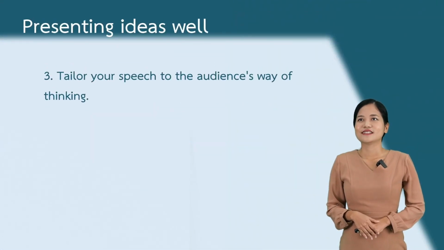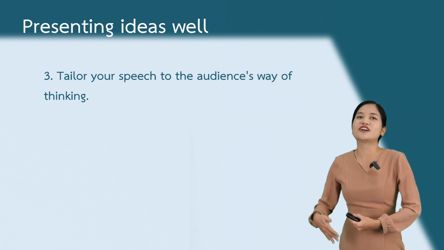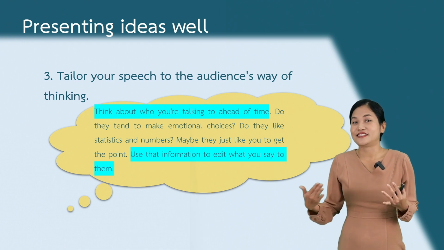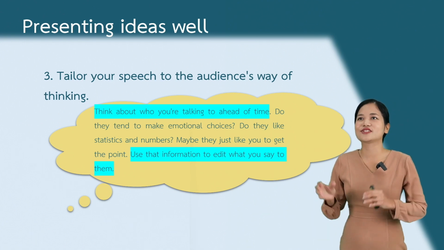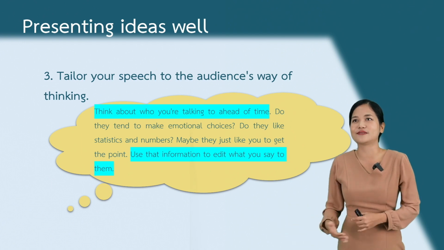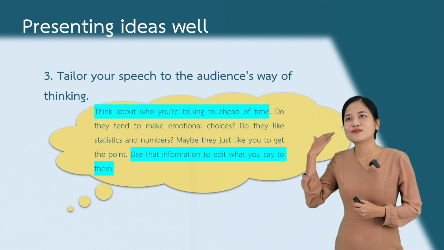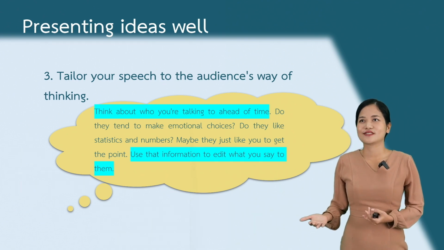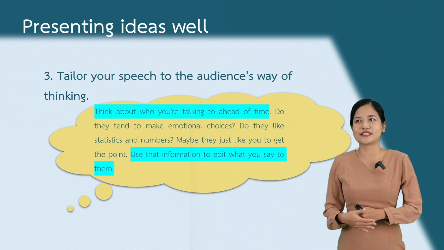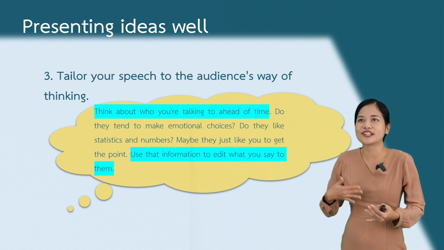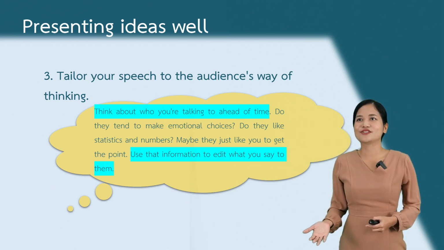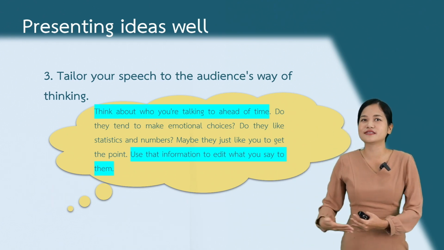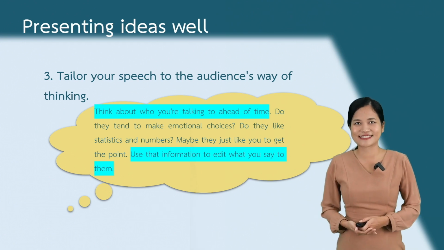Okay, how about this? Tailor your speech to the audience's way of thinking. So this one is about knowing who your audience is. Who is your audience? Think about who you're talking to ahead of time. Do they tend to make emotional choices, or do they like statistics and numbers? What do they like to do during their free time? Or maybe they just like you to get to the point. So use this information to edit what you say to them. Try to think about your audiences before sharing your ideas.